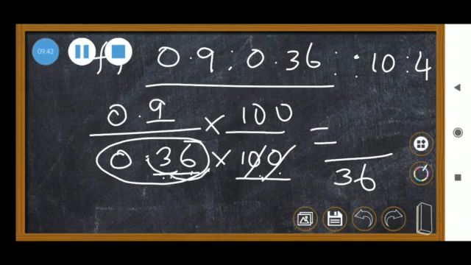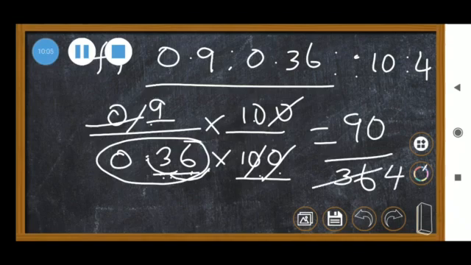Now for the 0.9, 9 into 10 is 90, so 90 divided by 36. How can we divide 90 by 36? First, we will divide by 9. 4 9s are 36, and here 10 9s are 90. So here 10 divided by 4, which means 10 is to 4.